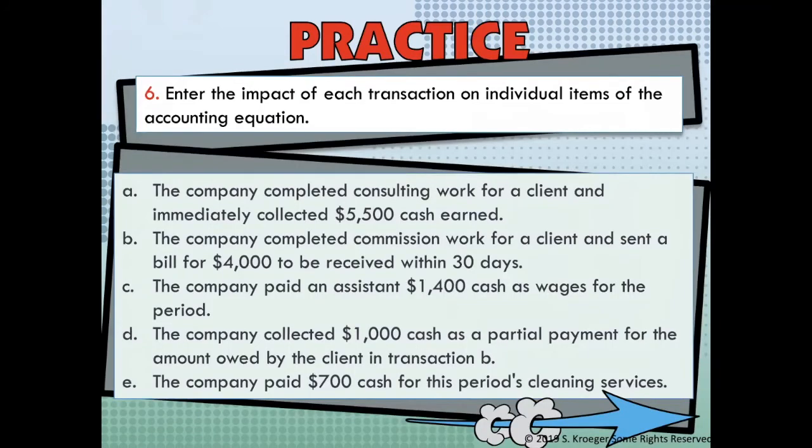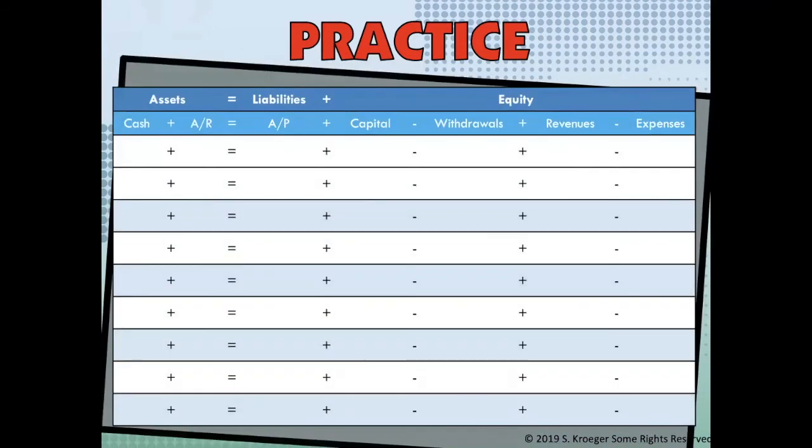First, we have part A. The company completed consulting work for a client and immediately collected $5,500 cash earned. We completed consulting work and we got paid money. We have to think what 2 accounts are going to be affected here, because we always have 2 accounts that are going to be affected in order to make the accounting equation still equal. Remember, we have assets on one side and then liabilities and equity on the other side.